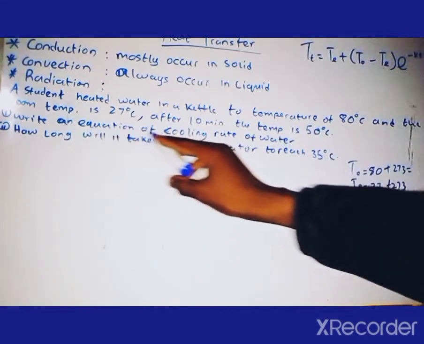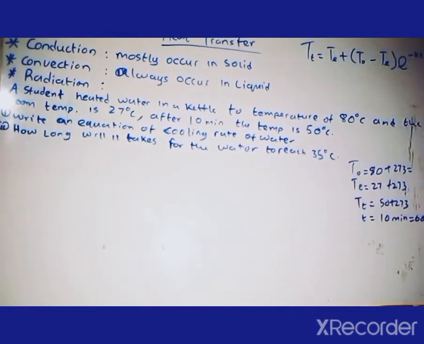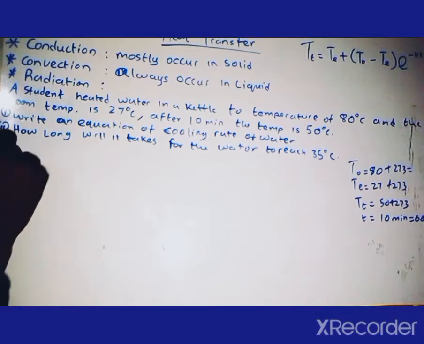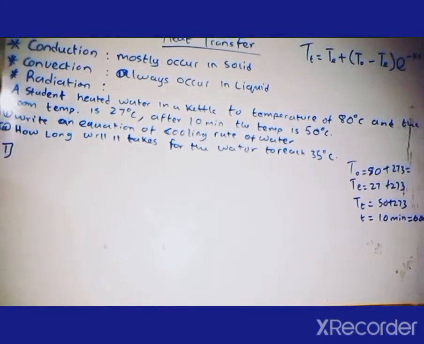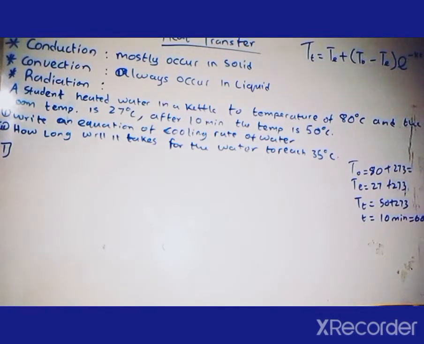Write the equation of cooling of water, in the form of this, but inserting these values. So now let's go. For the answer to number 1, follow this. 80 plus 273 is the initial temperature, that's 353. Let's first write it out. This plus this, we have what?